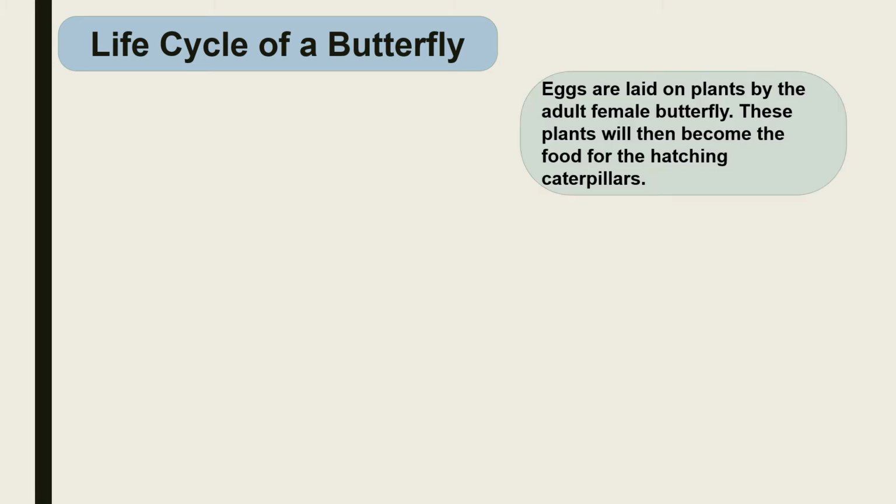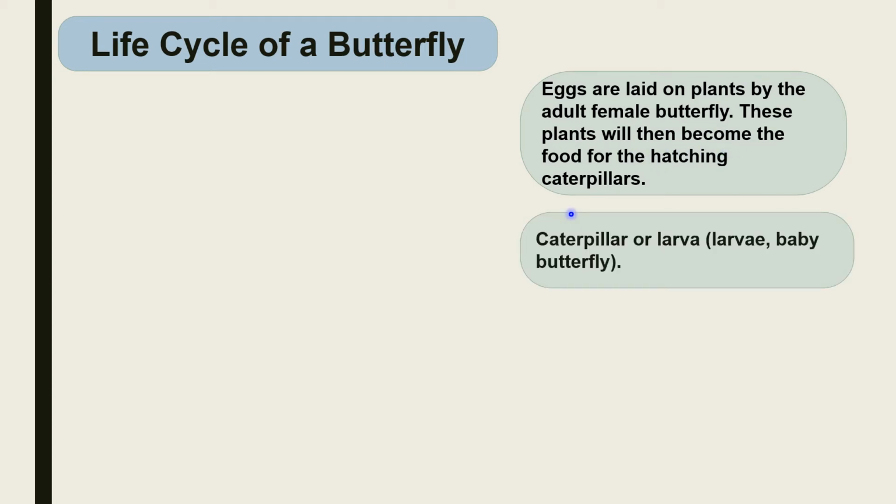Next, what about the life cycle of butterfly? This is an example of complete metamorphosis because they have at least four stages of life. Eggs are laid on plants by the adult female butterfly. These plants will then become the food for hatching caterpillars. Next, caterpillars or larvae, this is what you call the baby butterfly.